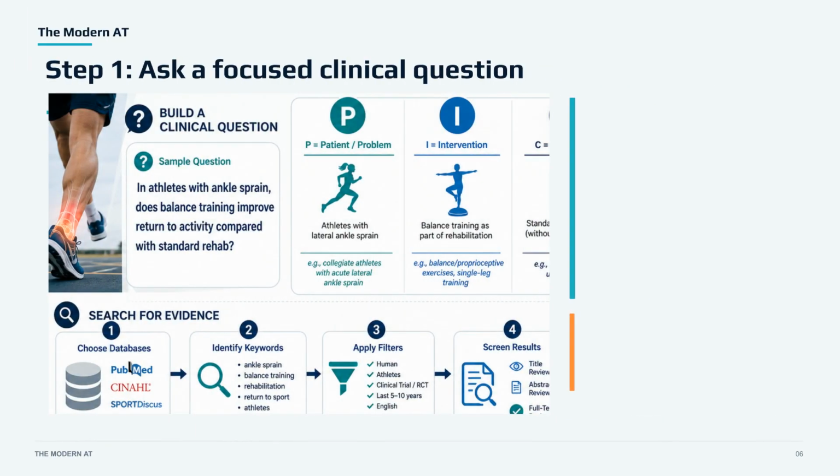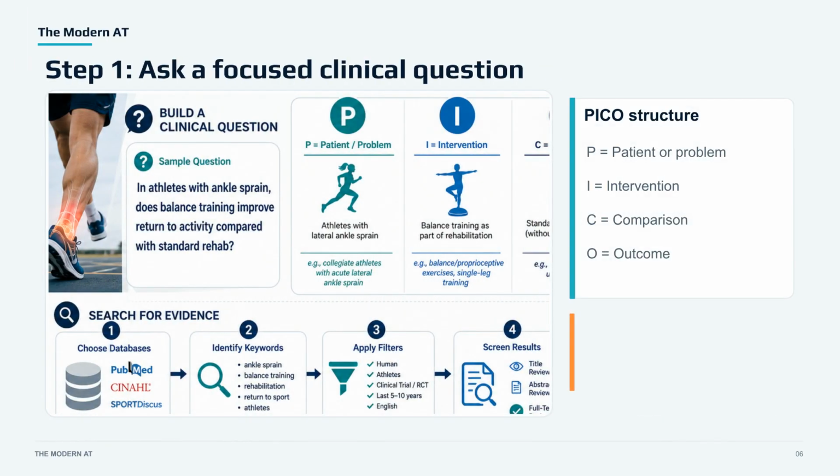The first step is to ask a focused question. PICO is one of the easiest ways to do that. P stands for patient or problem. I stands for intervention. C stands for comparison. O stands for outcome. Instead of asking a vague question like, "What should I do for an ankle sprain?" PICO helps turn the problem into a searchable question. In athletes with lateral ankle sprain, does balance training improve return to activity compared with standard rehabilitation? This version gives you search terms and helps you decide whether the evidence you find is actually relevant. A good question makes every later step easier.